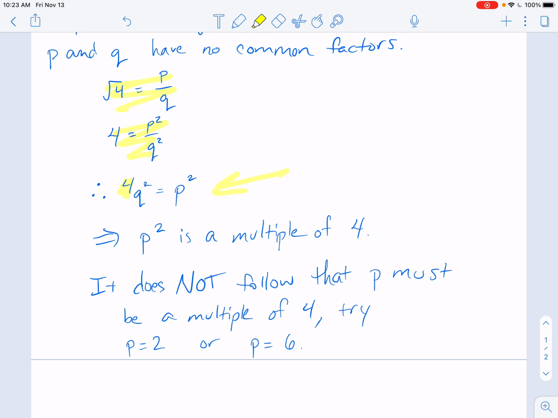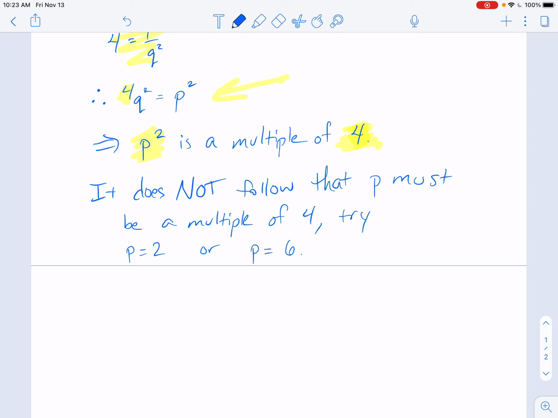Okay, so in the previous example, once we had p squared, we didn't say p squared was a multiple of 4. In the other one, we said p squared was a multiple of 2. And if p squared is a multiple of 2, p has to be a multiple of 2. If p squared is even, p is even. But in this one, it does not follow that just because p squared is a multiple of 4, p itself has to be a multiple of 4.